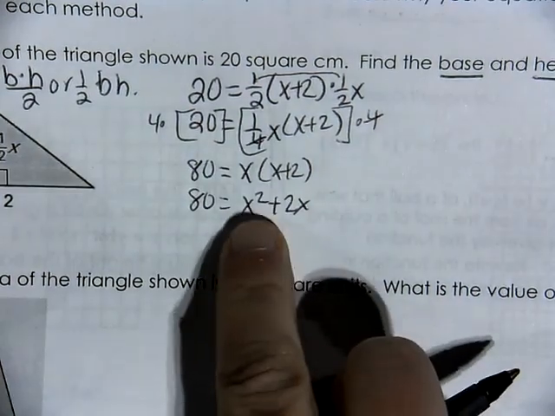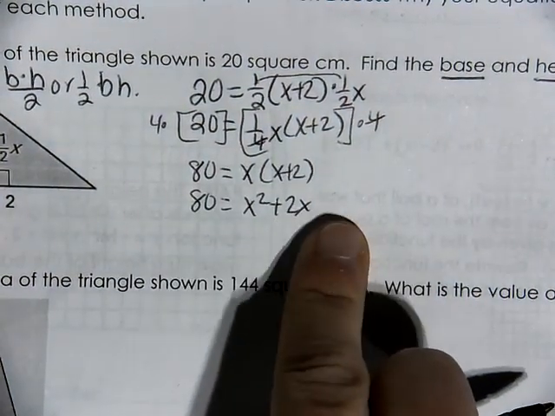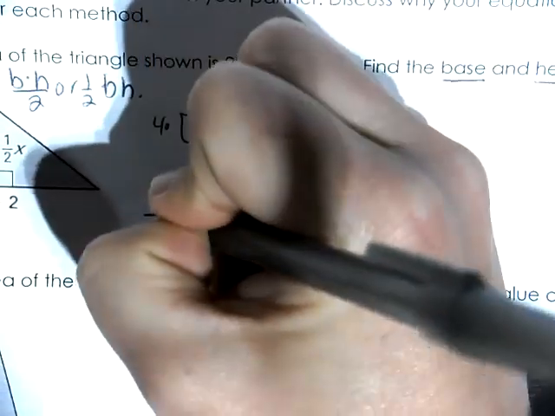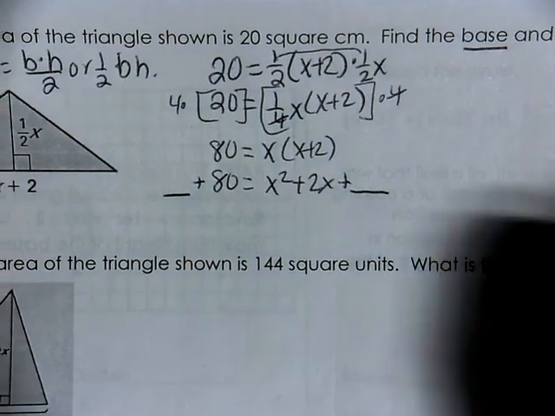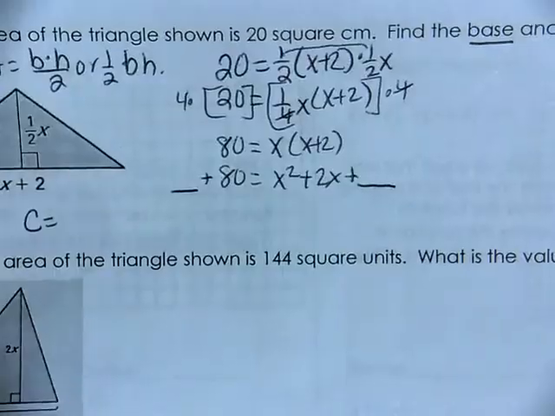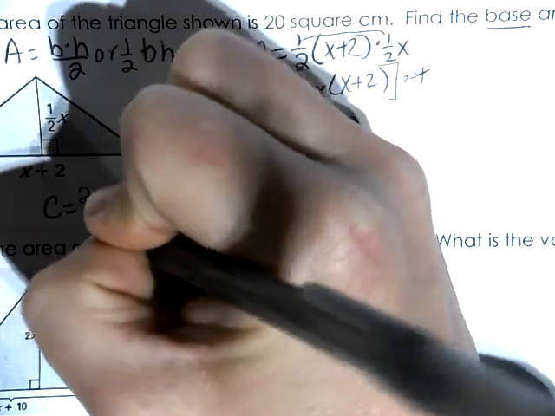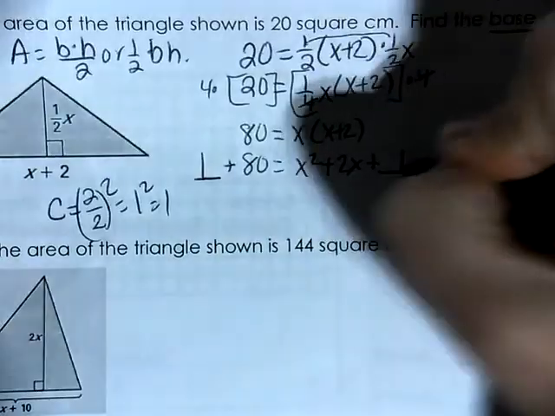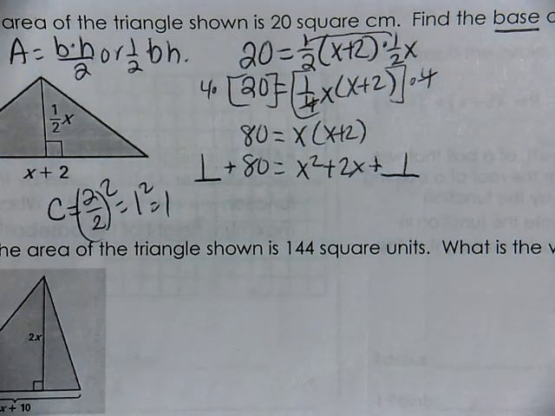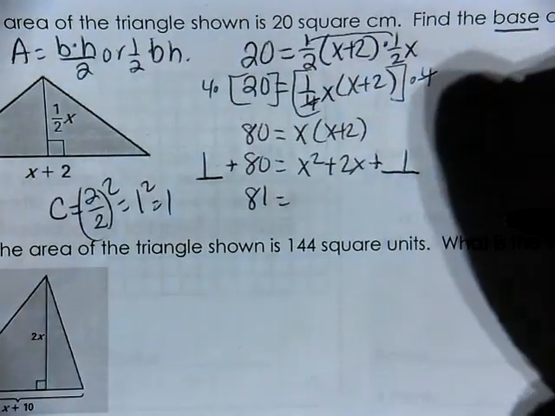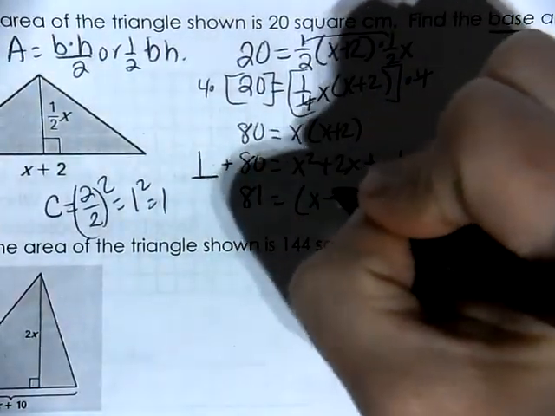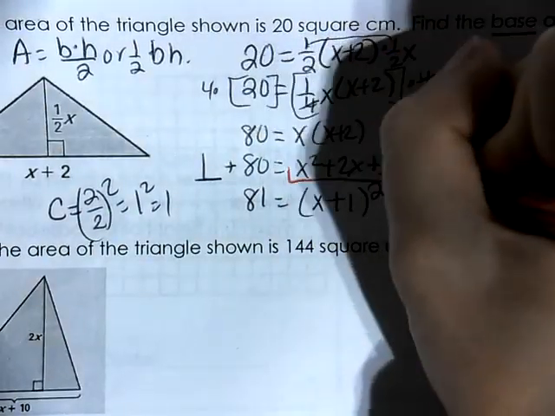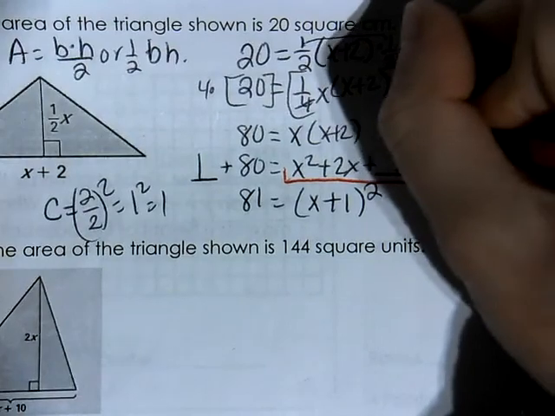Look at that. My a value is 1 plus a bx. And now what I need to do is add a new c value to both sides. My new c value is going to be equal to my b value, which is 2, cut in half, and then squared. And we know that 1 squared is equal to 1. So I'm going to add 1 to both sides. We now end up with 81 is equal to x plus 1 squared. And that's because x squared plus 2x plus 1, that's a PST.